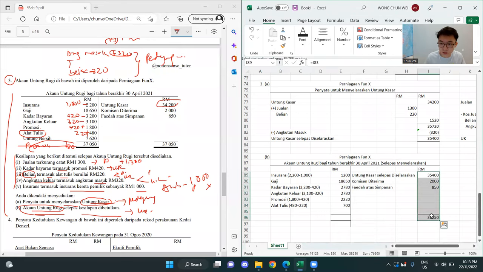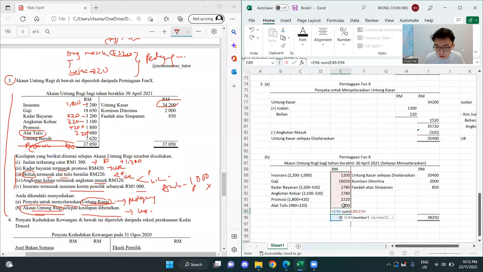So I think, yeah. So it's 38,250 minus the whole sum in your debit side here. Then you get 9,920. This 9,920 will be your untung bersih dipetukan. Right, so this is the answer for this question.